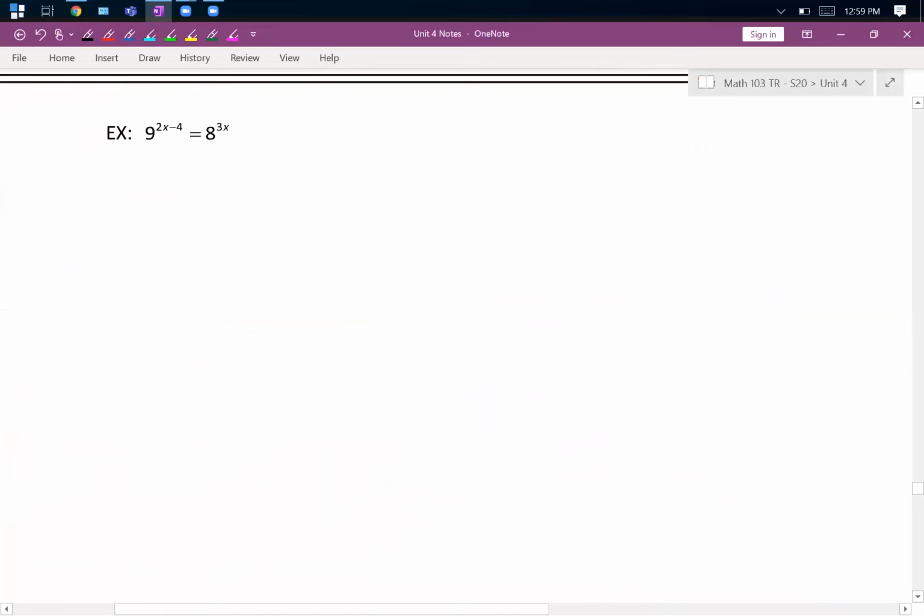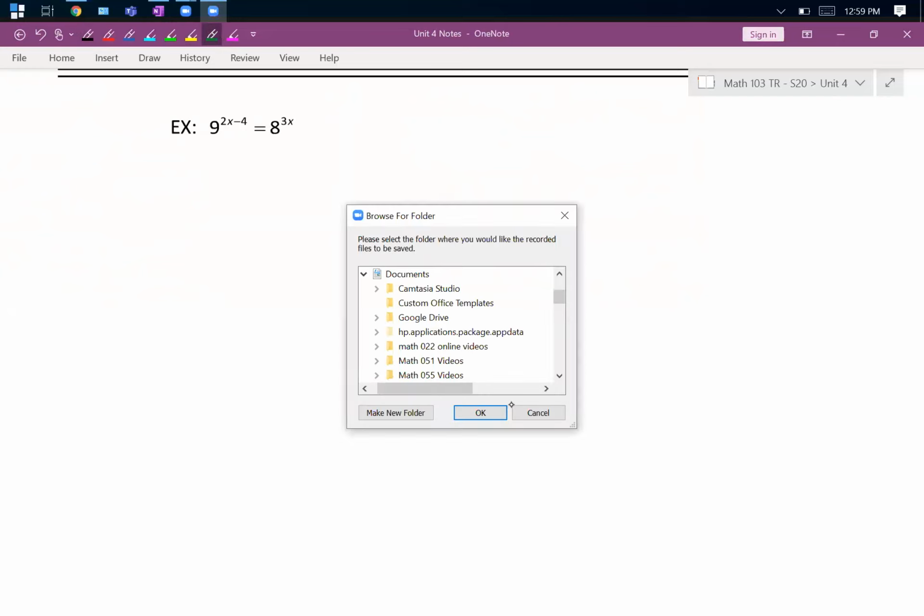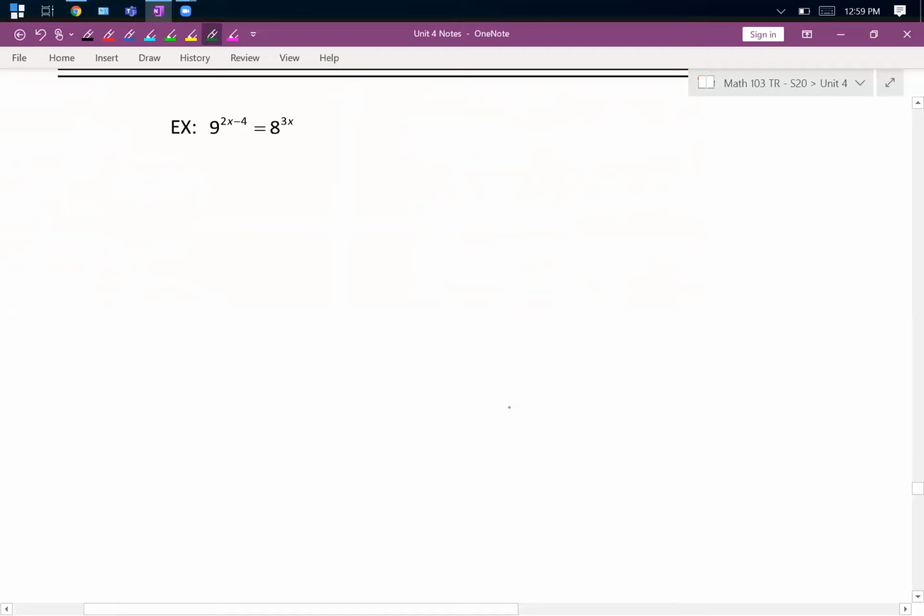All right, so I'm going to do this both techniques again. I'm going to do one technique where I'm going to use log base 9 since that's the base that has more terms in the exponent, and then I'll do it again using the natural log. Rewriting this in terms of log base 9, we get log base 9 of 8 to the 3x is equal to 2x minus 4.